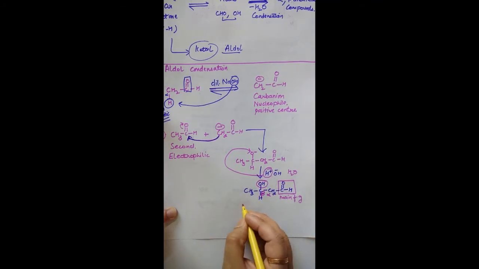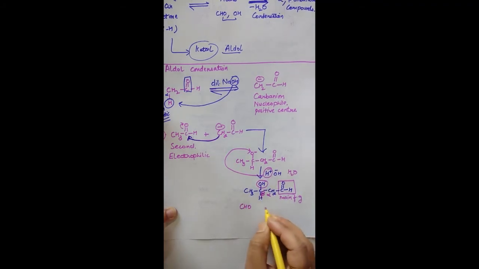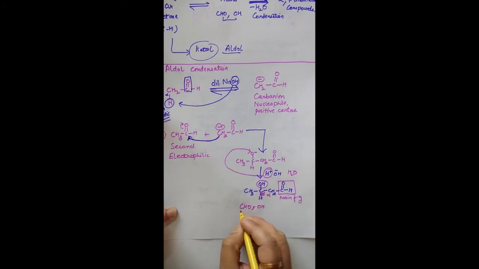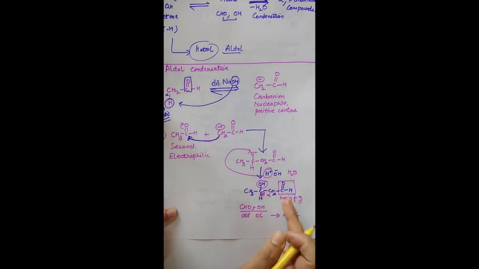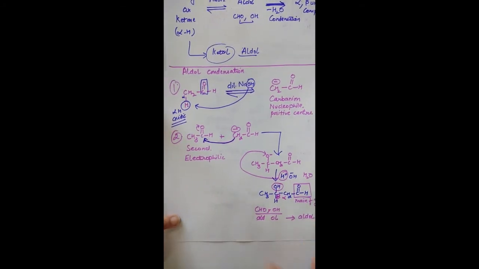So here the aldehyde as well as the OH group are both present, and we name it accordingly. For aldehyde we use ALD, for OH we use OL, so we call it aldol. This is aldol. At the beta position we have OH and we have aldehyde as the main functional group, so this is aldol.